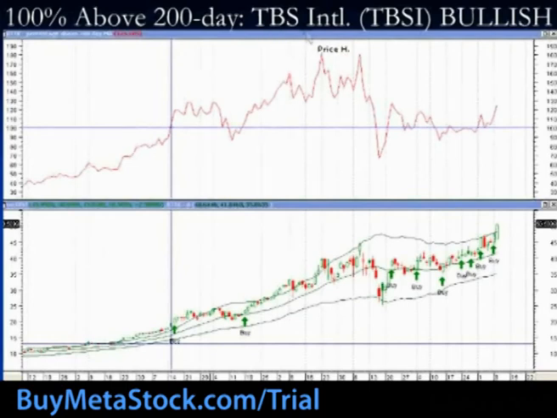This is a stock actually that I recommended on Fox News back in early June. And it was TBSI, TBS International. It's a dry cargo bulk goods shipper all over the world. And what you have up here on the top chart is the percentage that the stock is above its 100-day or 200-day moving average based in percentage terms.